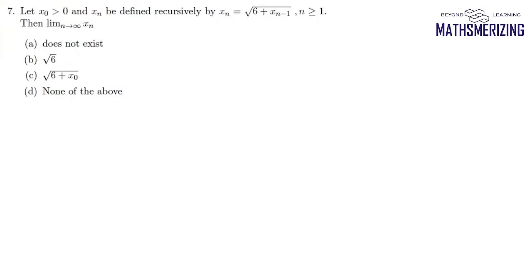So the answer to this limit will be a equals 1 and b is any real number, and that's your option C. Now question number 7 is, let x0 be greater than 0 and xn be defined recursively by xn equals under root of 6 plus x(n-1), where n is greater than or equal to 1, then this limit n tends to infinity xn is. Now we can write this xn as under root of 6 plus x(n-1). We can write this as xn^2 equals 6 plus x(n-1). Now what we'll do is we'll subtract x(n-1)^2 from it.